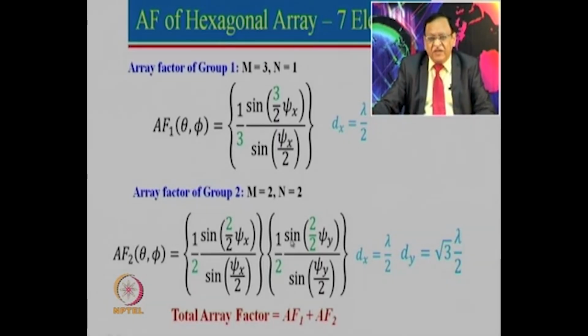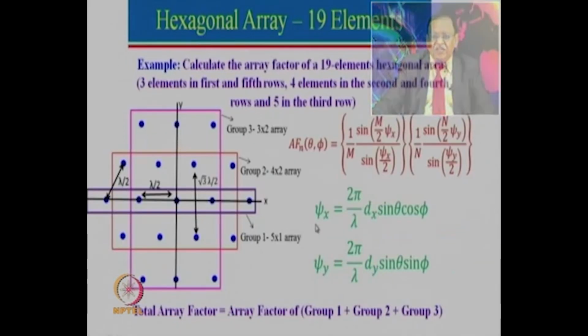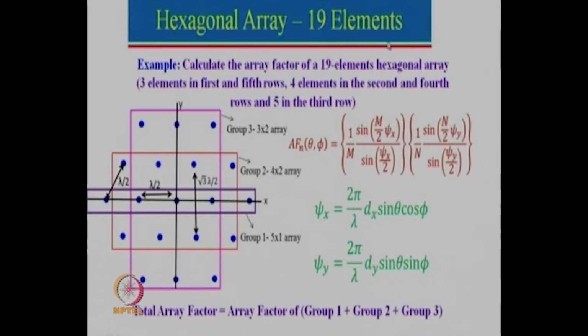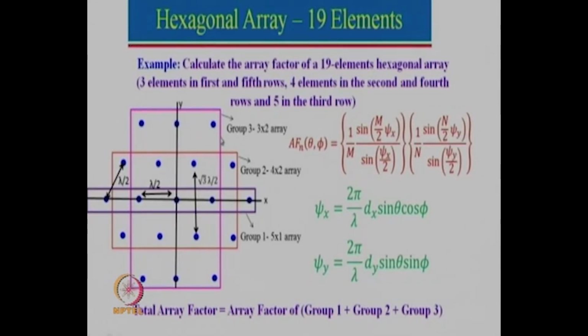Now we just took 7 elements. Let us say we take a larger array, so this is a 19 element array here, where we have 3 elements, then 4 elements, then 5 elements, then 4 and 3. Now all of these elements are forming an equidistant arrangement. So all these distances are lambda by 2, and then these distances are also lambda by 2.